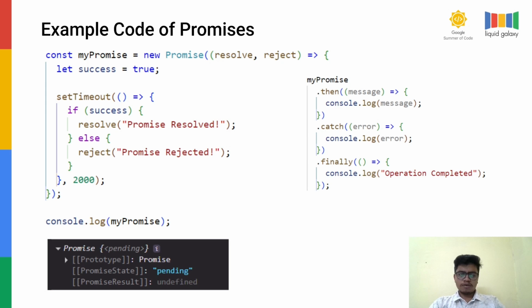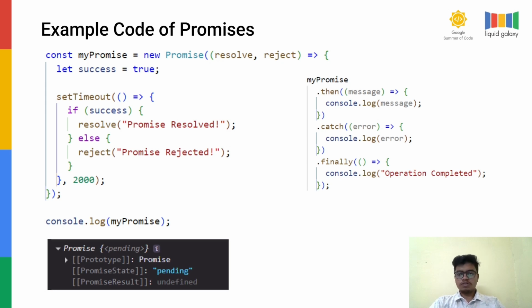Now we can do promise chaining like this: myPromise dot then. There are three things: dot then, dot catch, and dot finally. Dot then will execute when the promise gets resolved successfully, and dot catch will be executed when our promise is rejected. And dot finally will be executed every time, whether our promise is fulfilled or rejected. Finally will always be called.